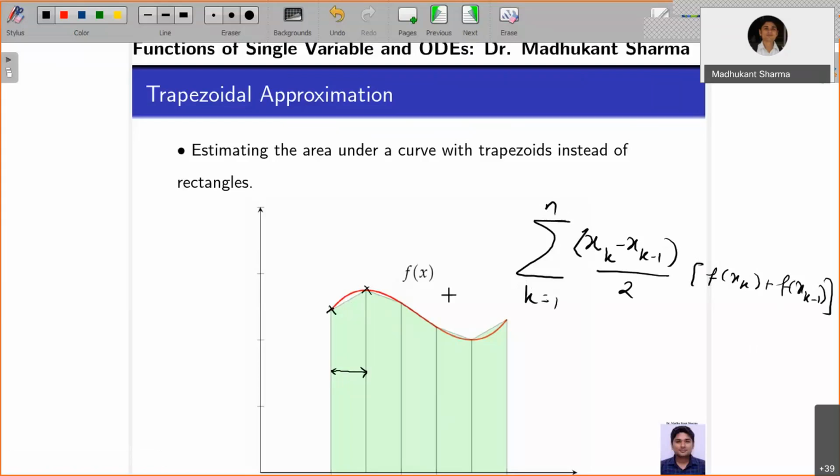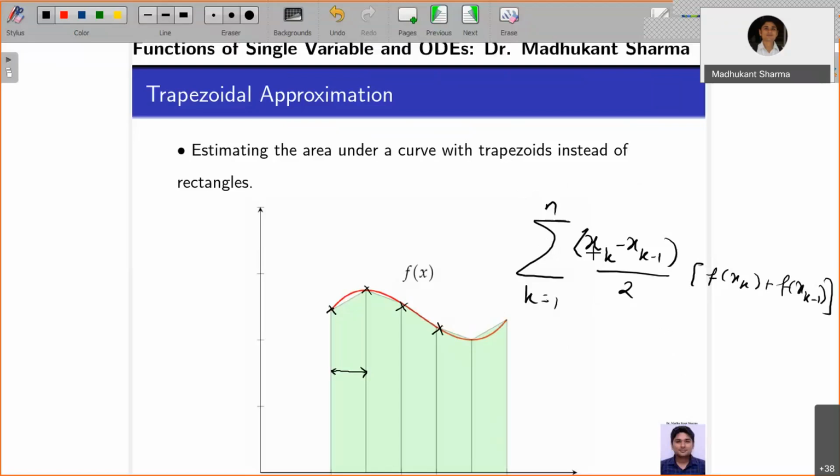So you choose one interval, xk minus 1 to xk, and this is its area, and you sum up all the areas. That gives you the sum of all the trapezia. With n partitions, you have considered n plus 1 points. In the same fashion as we created the partition before, you create the partition and sum up the area by means of trapezia. That leads to the trapezoidal rule.